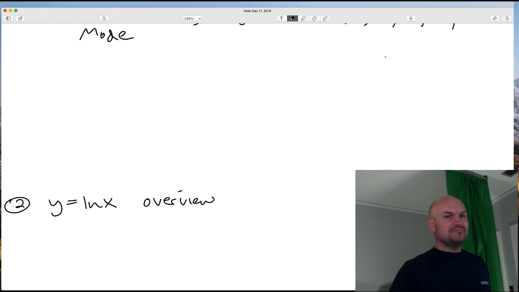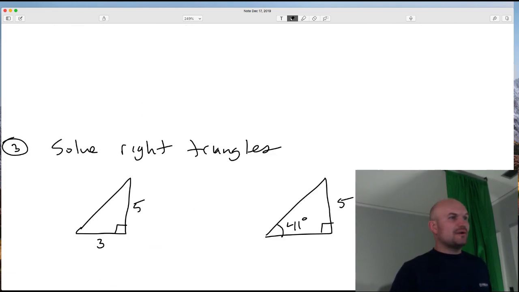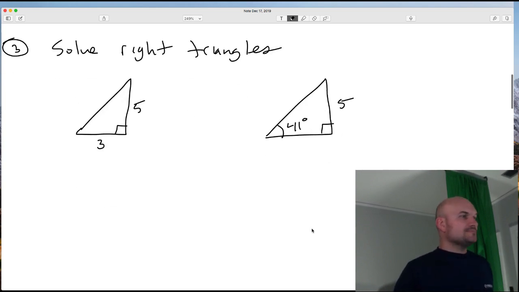Just a general idea for natural logarithms. Okay. And then we're going to get into solving right triangles. I don't have a calculator, so I'm not going to find the exact values, but I'll give you some ideas on how we use different solving techniques for solving right triangles.